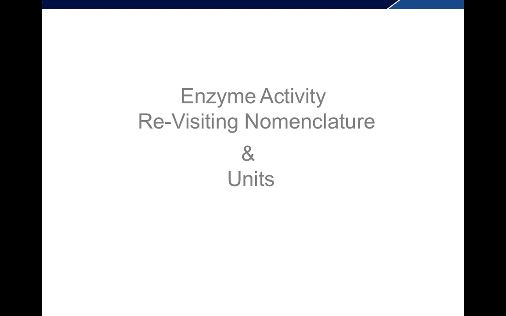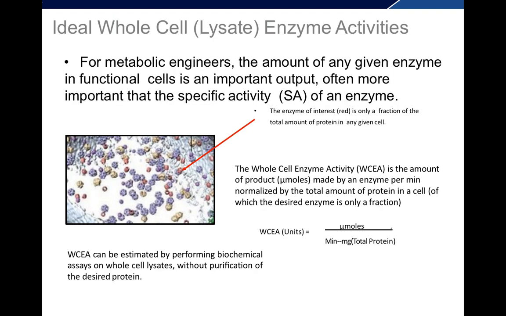So it's important at this point to revisit the nomenclature again, because it can be confusing in the literature what is a unit and what is specific activity. We went through this before in a previous lecture, but we'll revisit it now. The whole cell enzyme activity, or the ideal whole cell enzyme activity, is the activity per milligram of total protein, right? This is the amount of product made by an enzyme per minute normalized to the total amount of protein in the cell. And again, this can be estimated by performing biochemical assays on whole cell lysates without the purification of the desired protein. This is how good the lysate, or the cell goo, or the cell guts are at making your product.